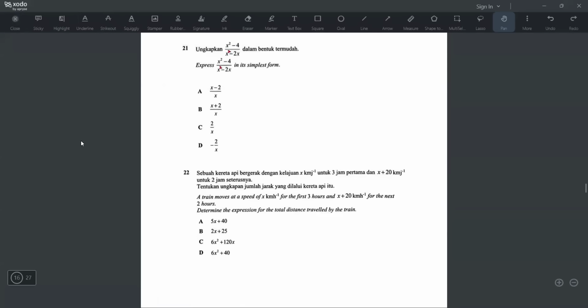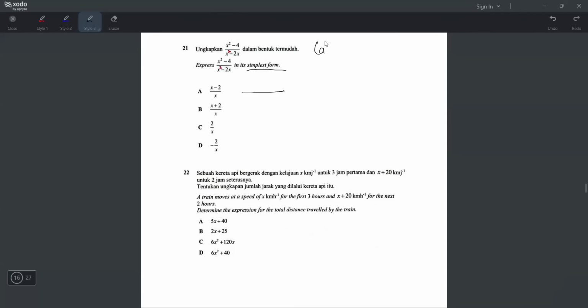Okay, let's do 21. Express x square minus 4 over x square minus 2x in simplest form. Means they want you to simplify lah. Okay, kalau nak simplify, first we factorize completely first. Yang boleh factorize, kita factorize dulu. So x square minus 4 is a quadratic and you can factorize this by using difference of squares. When you have a square minus b square, dia boleh jadi a minus b, a plus b. Tapi dia wajib minus, dia mesti minus. Tambah tak boleh.